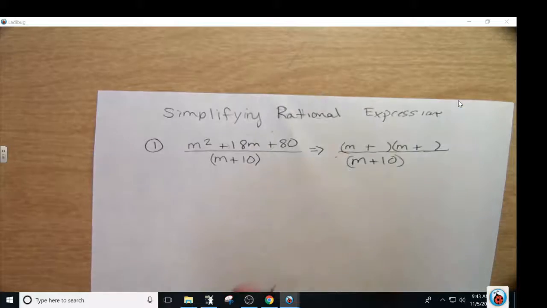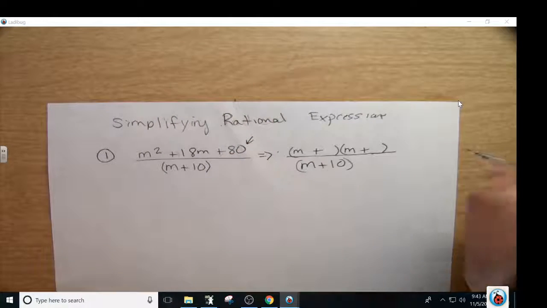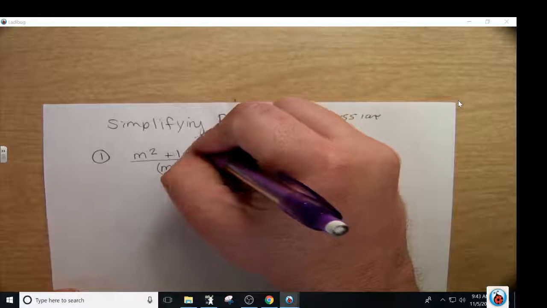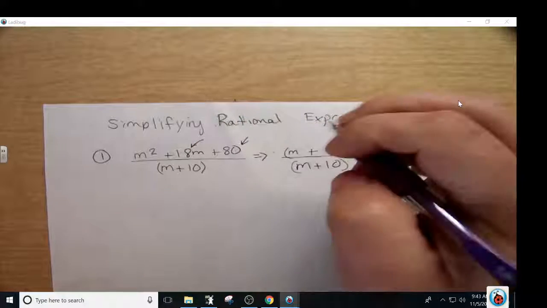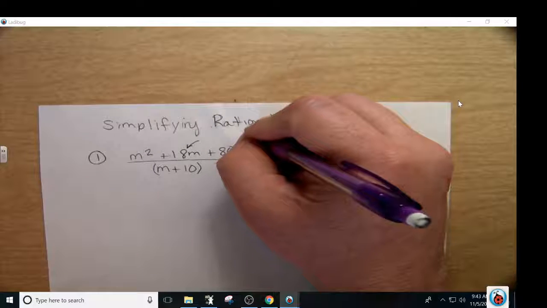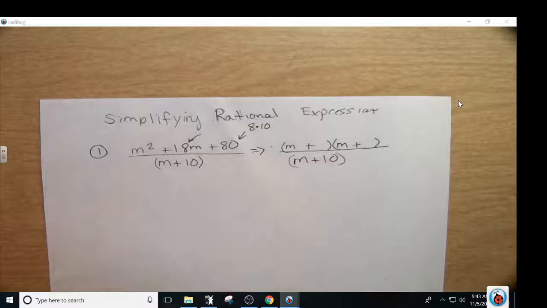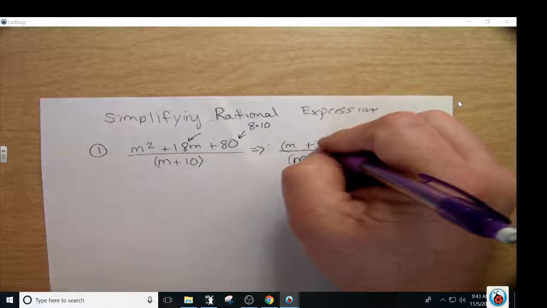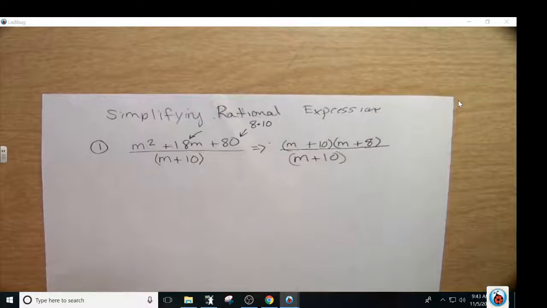All right. Okay. So now I need two numbers that will multiply to give me 80, that at the same time add to give me 18. Now, without doing a bunch of factor finding, those two numbers are 8 and 10. 8 times 10 is 80. 8 plus 10 is 18. Okay? Doesn't matter where they go because both signs are plus.